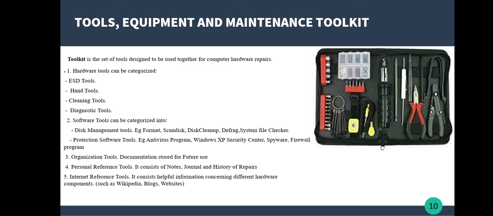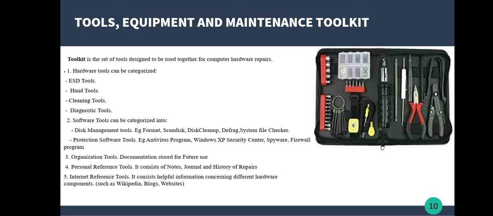And also another part of software tools is personal reference tools. Personal reference tools are tools which are normally documented to help another person when he is trying to do maintenance on that computer. When a person starts to troubleshoot a device in a computer, he will be able to know exactly what the mistakes or failures were before that computer crashed.